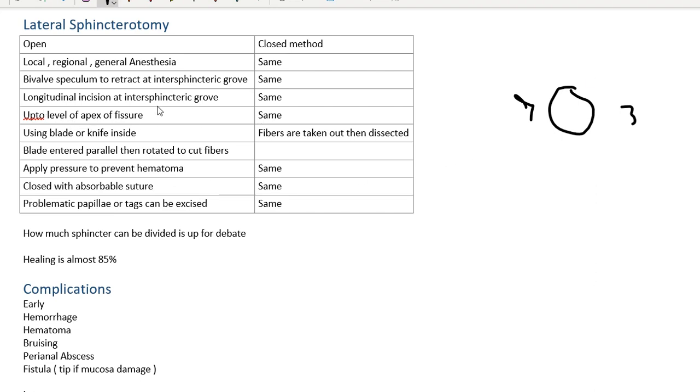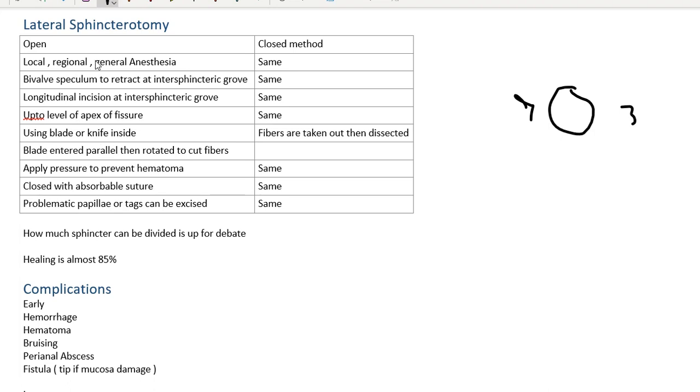And there is a rule which you should know. If this is the anal canal, and this is the dentate line, and usually the sphincter is present over there. So if the fissure is at this level, you can do a sphincterotomy, which is good. Usually the sphincter is this thick. So if the apex of the fissure is at this level, you should cut your sphincter fibers up to this point. If you do not cut your fibers up to this point, the healing can be impaired, so results are not that good. So you should perform it up to the apex of the fissure.